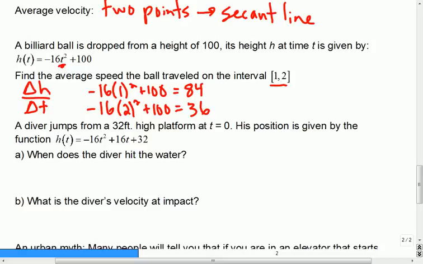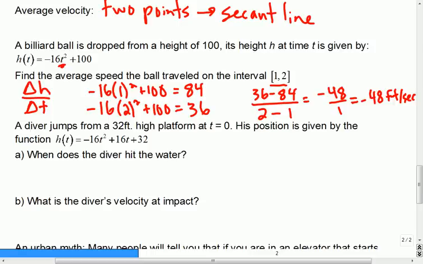So if I use my slope formula, at 1 second it would be 84, and at 2 seconds 36. So here's my change. And the time went from 1 second to 2 seconds. So over that time period, its average speed was -48 feet per second.